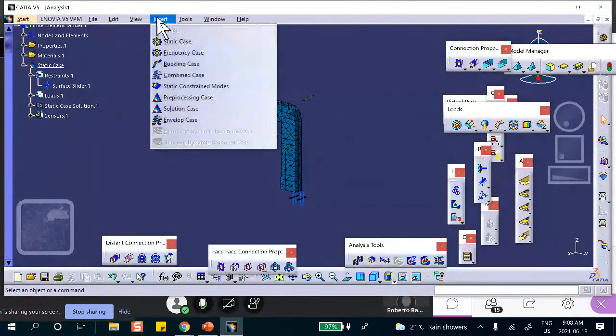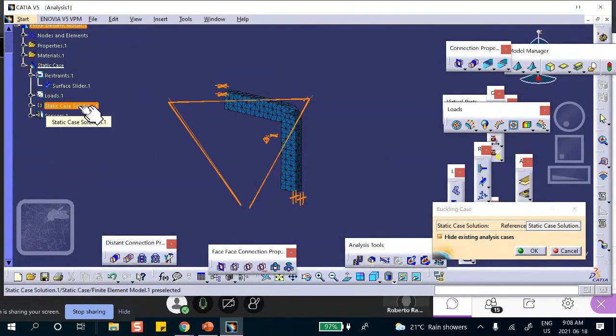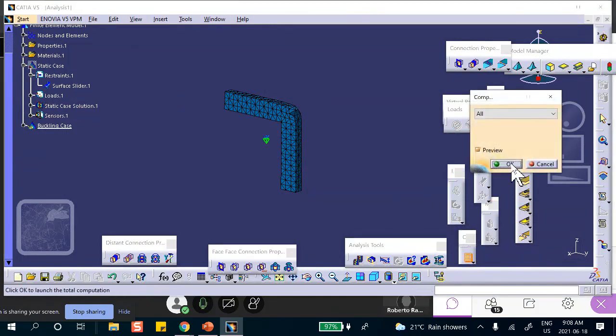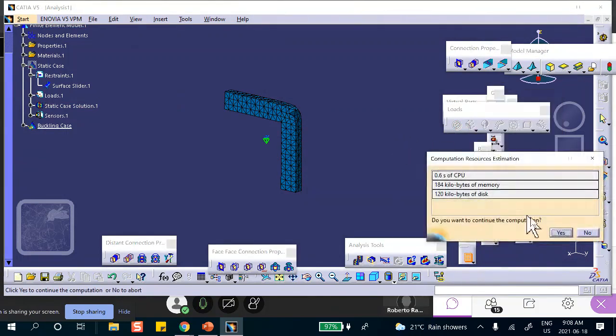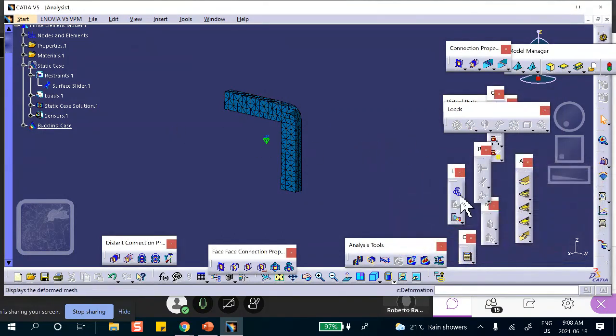Now you're going to say insert buckling case. It says, where is that static solution that you did? Well, it's right here, and you say okay. And you're going to run it. You don't have to do anything else, and it's going to be done. There. Now let's look at the deformation.